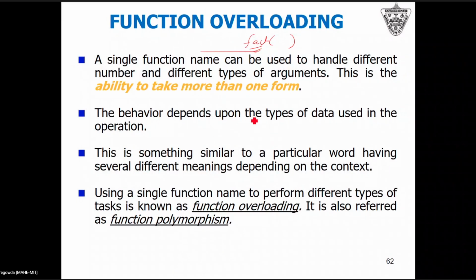The behavior depends upon the types of the data used in the operation. That means if you are going to use the same name for more than one function, the question arises how the compiler is going to differentiate the correct function. This all depends upon the return type as well as the number of arguments and also their types.